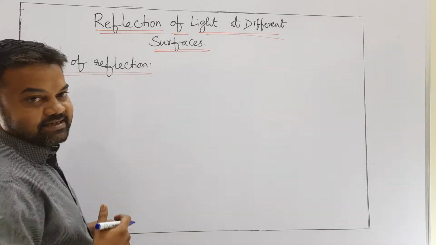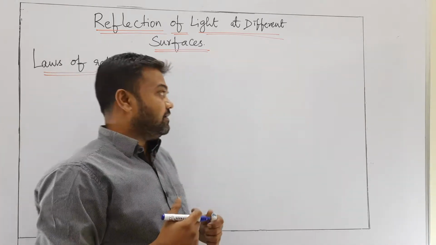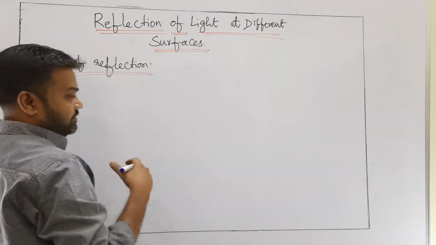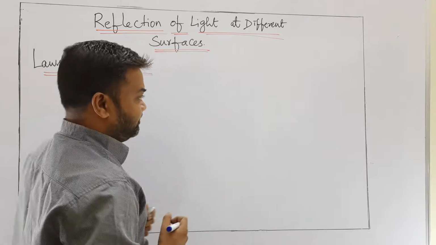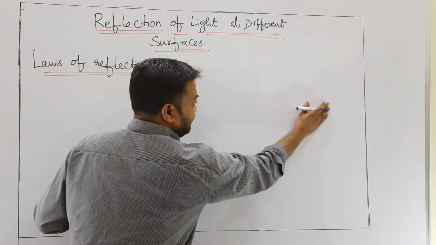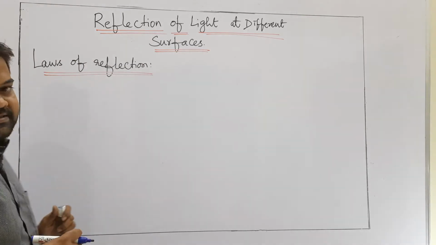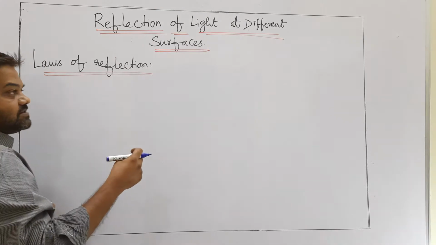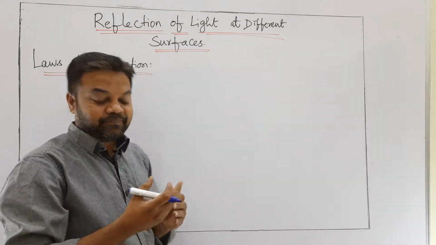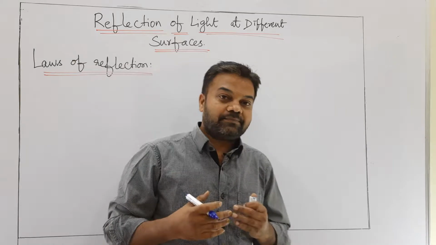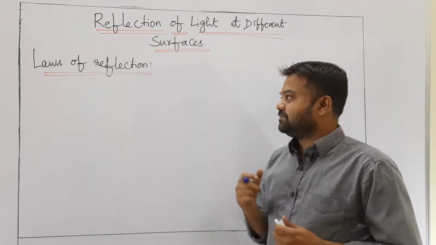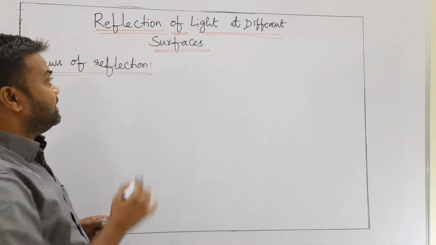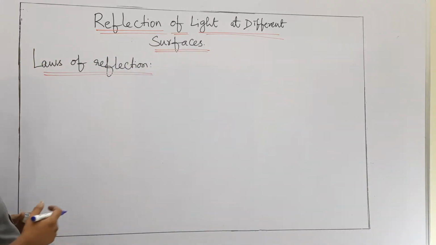And we also discussed why the reflected ray chooses the least time to reflect back. The light ray always prefers to travel in the direction that takes the least time. In that direction only the light ray prefers to travel. That was explained by Fermat's principle. Okay, in this class we discuss the reflection of light at different surfaces.